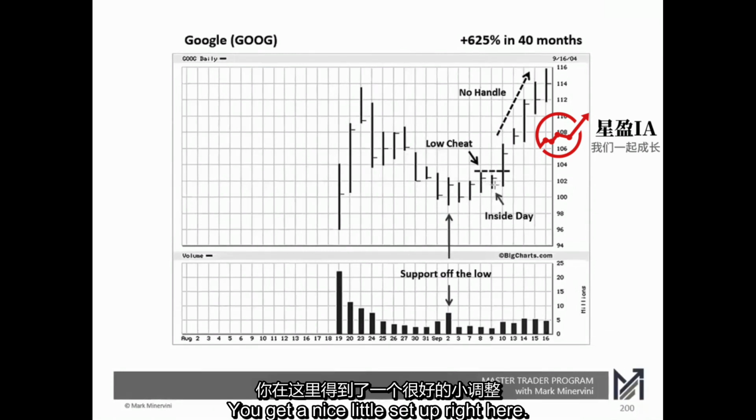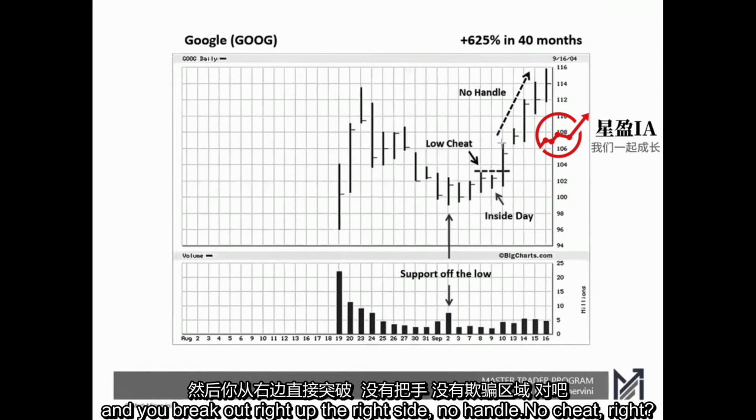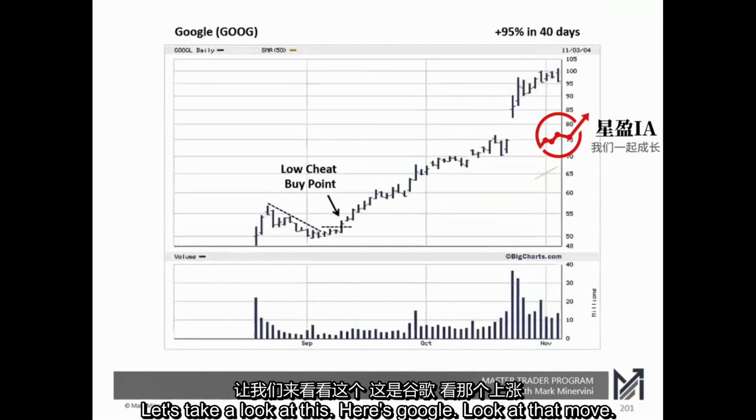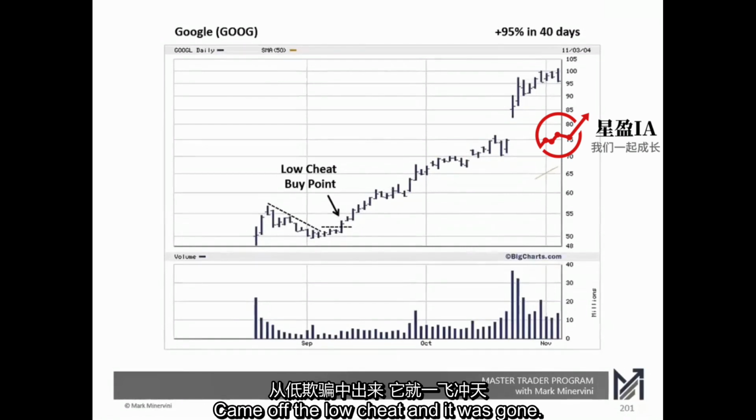You get a nice little setup right here. You go inside, just very tight, and you break out right up the right side. No handle, no cheat, right? So let's take a look at this. Here's Google. Look at that move. You see, you never really got another chance to buy it. It just came off the low cheat, and that's it.